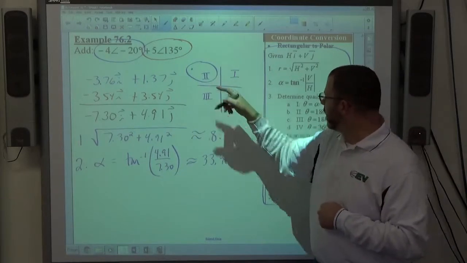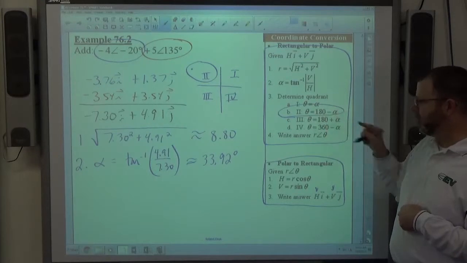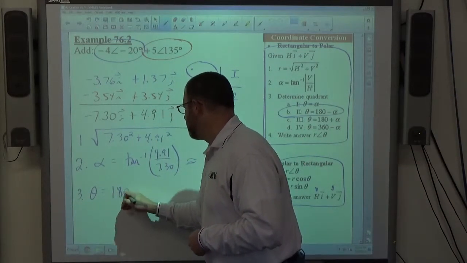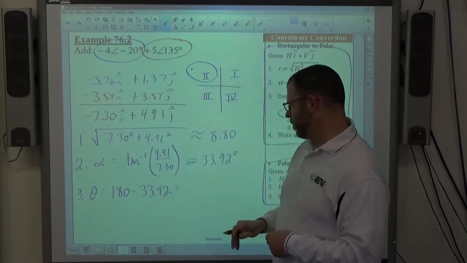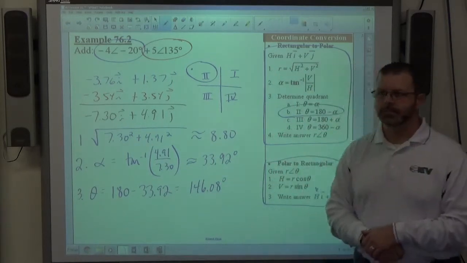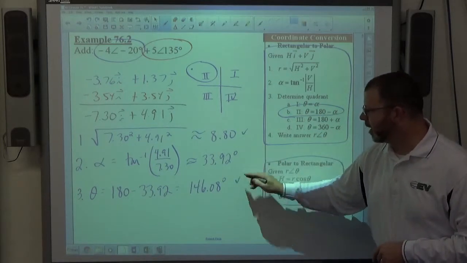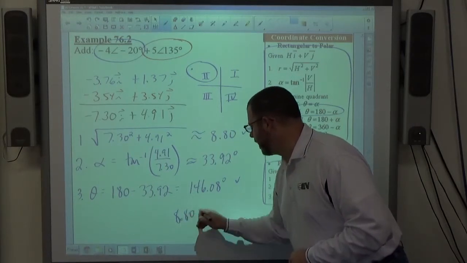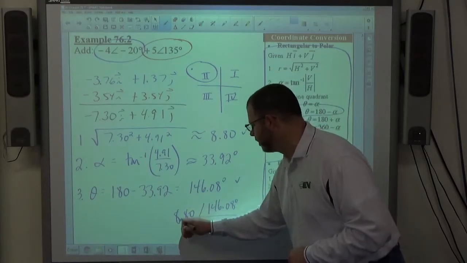All right? Second quadrant, it tells me exactly what to do to alpha to get theta. So second quadrant, 180 minus alpha. So step 3, what we're looking for, theta is going to be 180 minus 33.92, which equals 146.08. Step 4, write the answer. R theta. So 8.80 at an angle of 146.08 degrees.